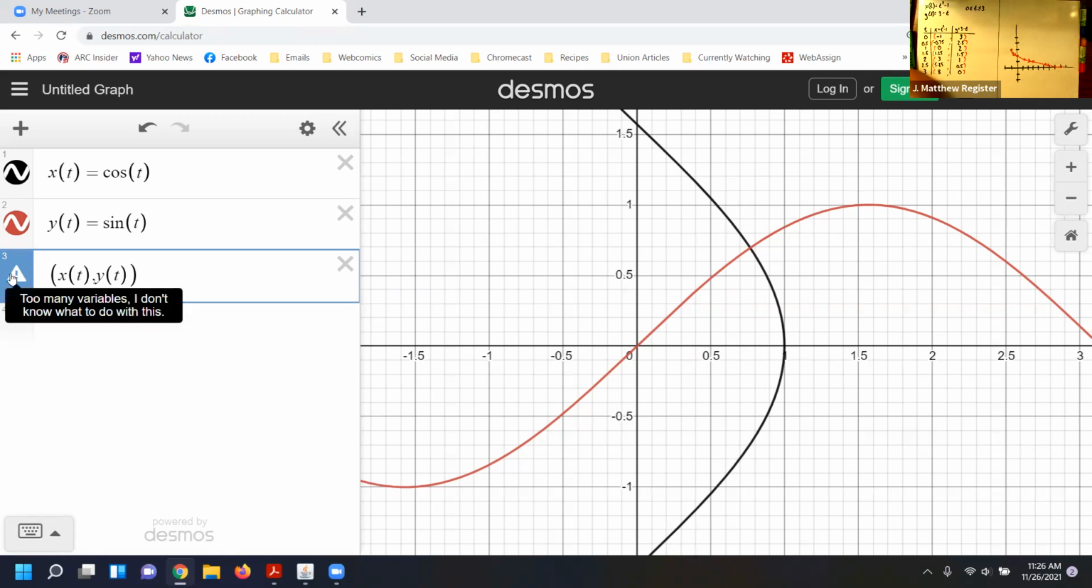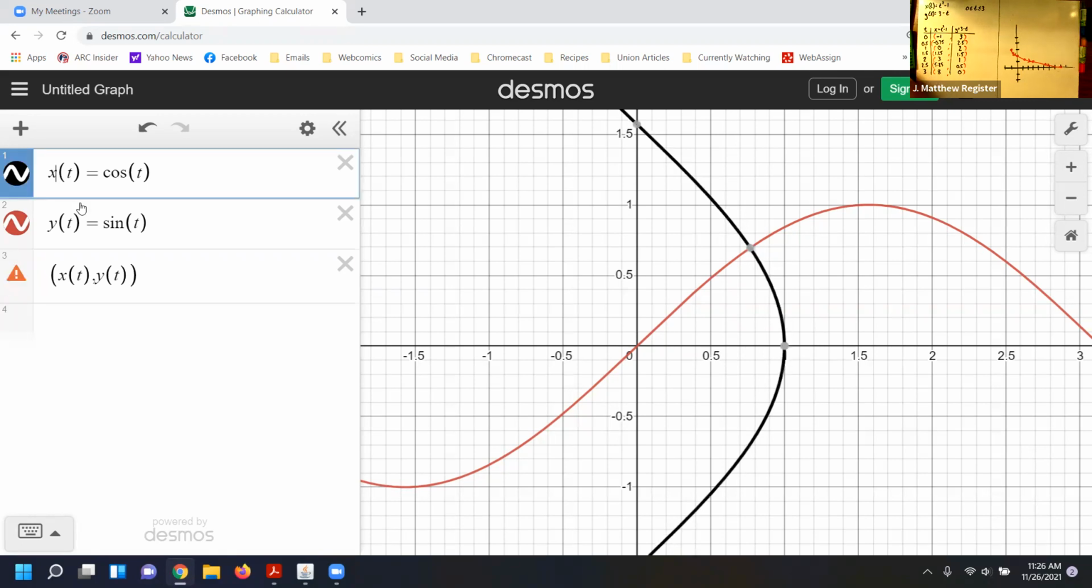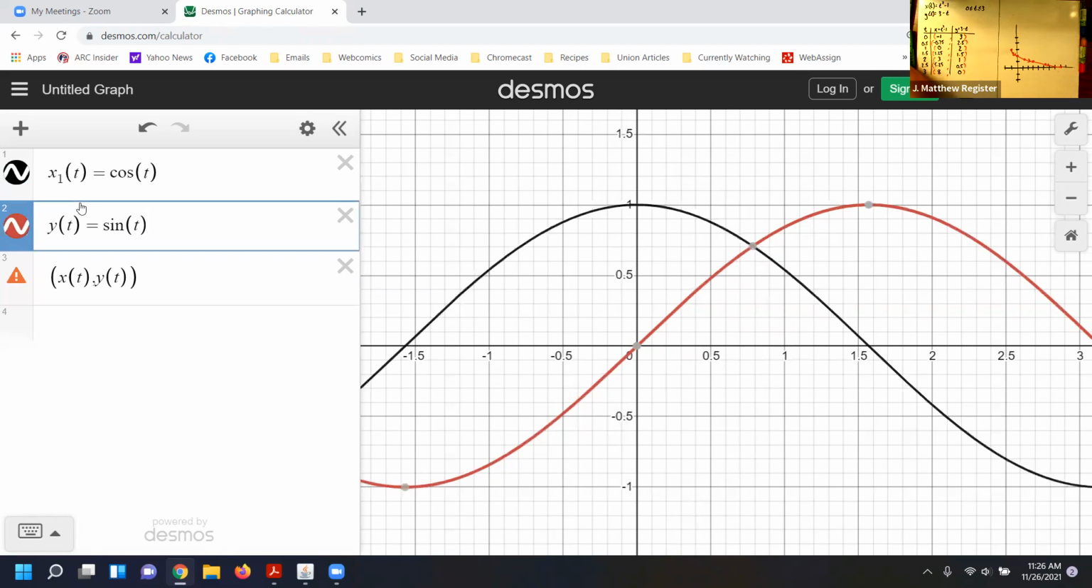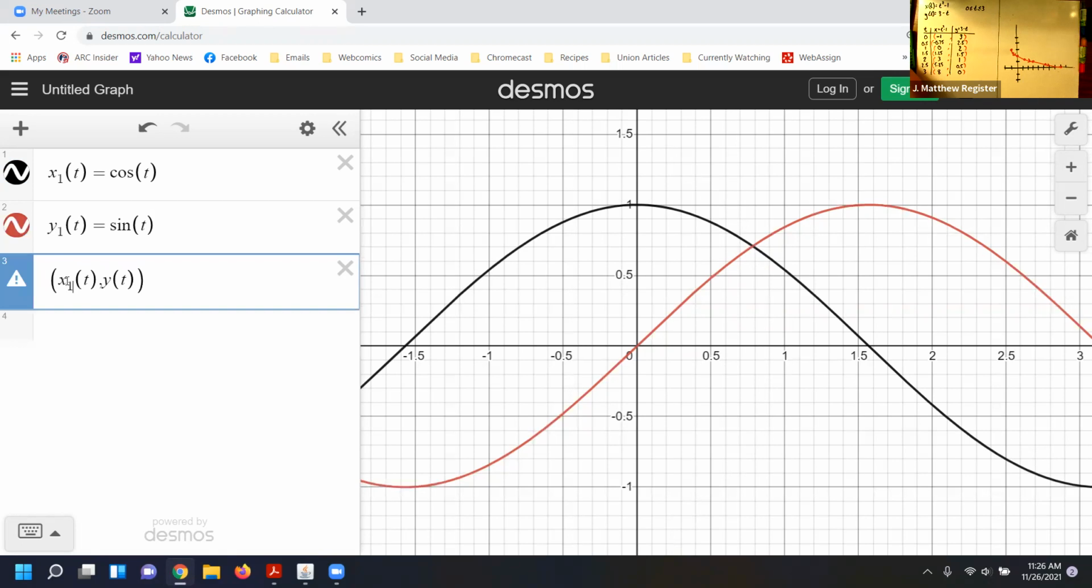Oh, is it not going to let us do that? It doesn't know what to do with that. So we'll just say this is x sub 1 and y sub 1. And this will be x sub 1 and y sub 1. There we go. Then we'll make this go from 0 to 2 pi.